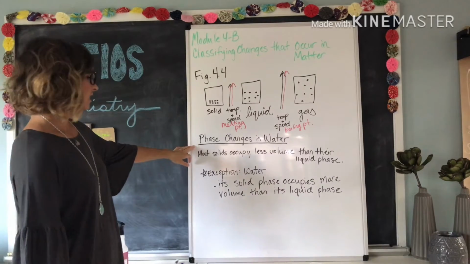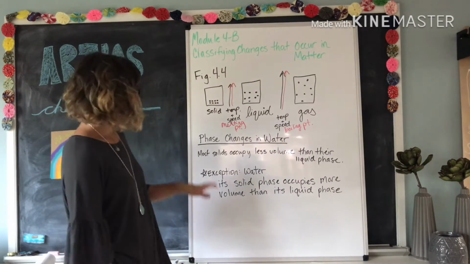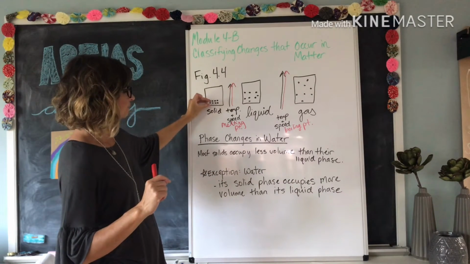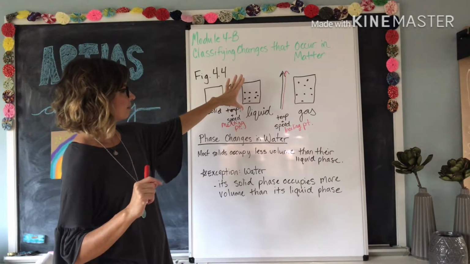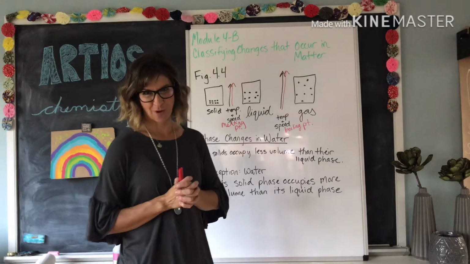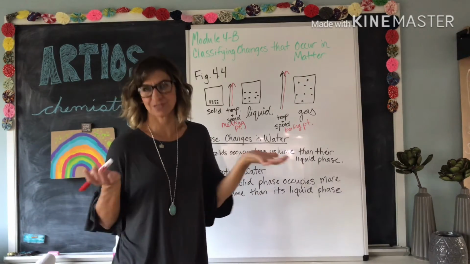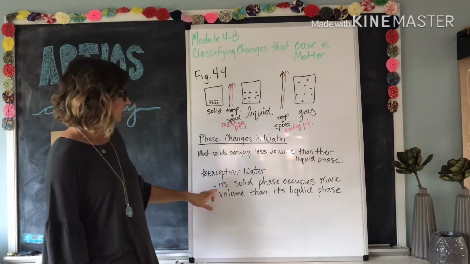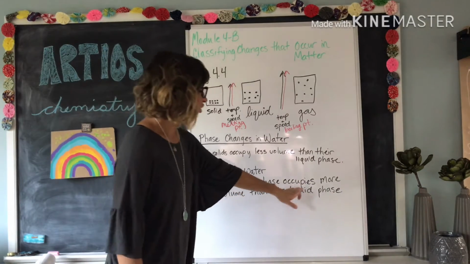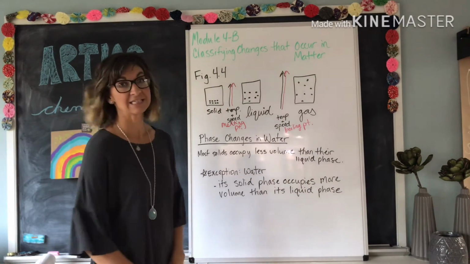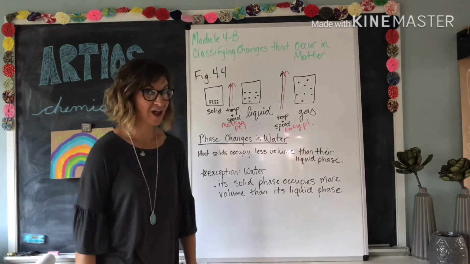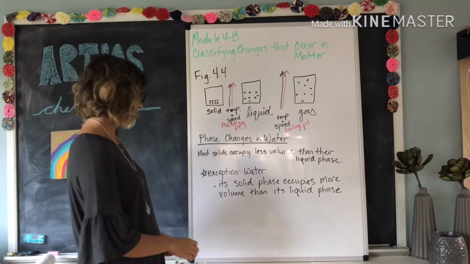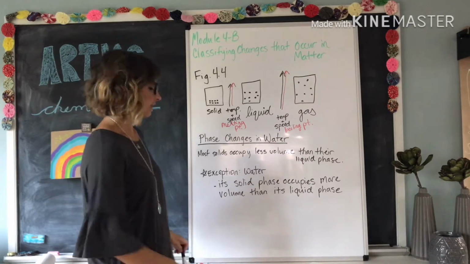All right, phase changes in water. Moving on. Most solids, like we've been talking about, occupy less volume, a smaller amount of space, than their liquid counterpart, than their liquid phase, okay? But guess what? There's an exception, because it seems like there's always an exception to the rule, right? The exception is water. Water in its solid phase occupies more volume than its liquid phase. What? That's right. And thankfully it does. Let's read that one more time. Its solid phase occupies more volume than its liquid phase.